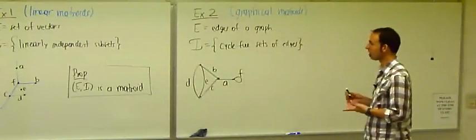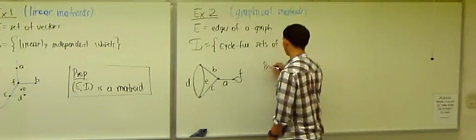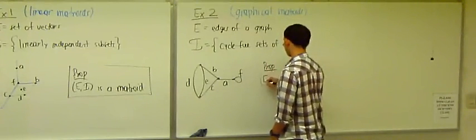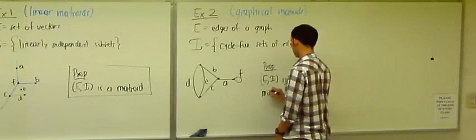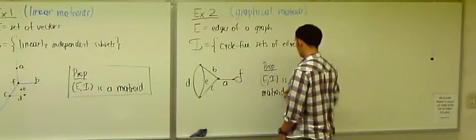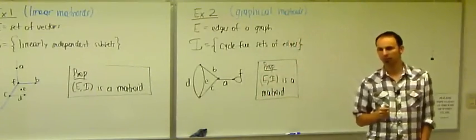Okay? And so proposition, this is a matroid also, called the graphical matroid. And so one thing we're seeing is that my example 0 is a linear matroid, and my example 0 is also a graphical matroid.